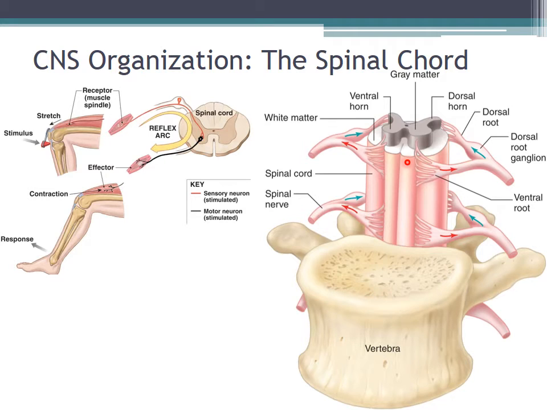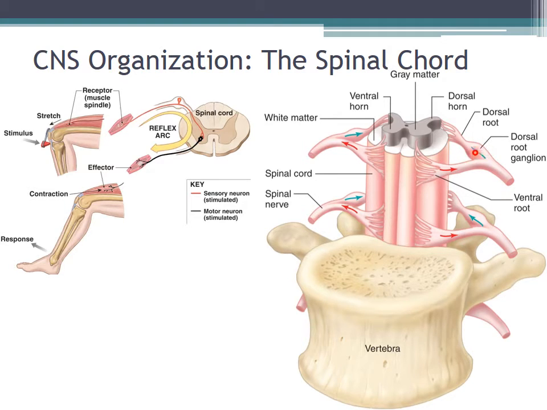On the outside of the spinal cord you have the spinal nerves. The spinal nerves have these branches here called the dorsal roots and the ventral roots. The dorsal roots are the side where information comes from the spinal nerve into the spinal cord, and the ventral roots is the side here where information comes out of the central nervous system and into the spinal nerve.